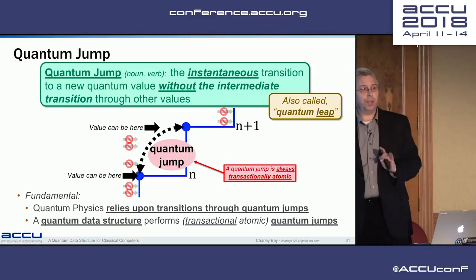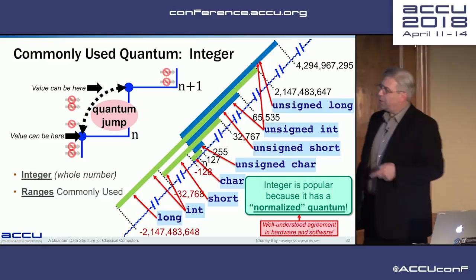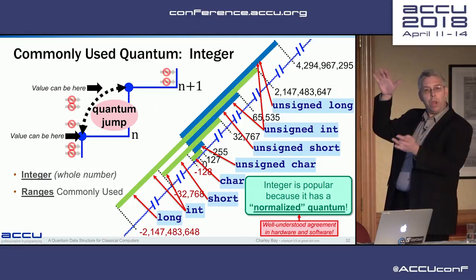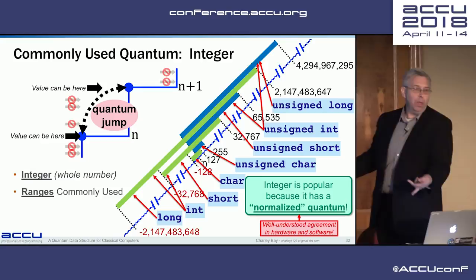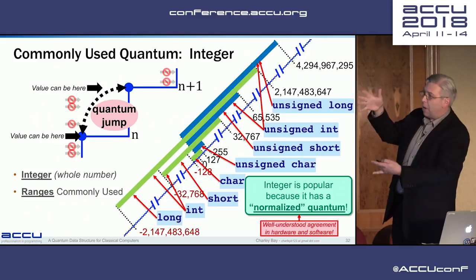Commonly used. Well, integers are cool because we've normalized the quantum. So when you select a data type, long, int, short, signed, unsigned, you're essentially establishing ranges of values that are legal. We might put additional constraints on that. Day of month only has 1 to 31, maybe with a trap value of 0. And these ranges we select, we further restrict based on the type information, and now we have a new object, a new data type. But they're still sitting on discrete values transitioning through quantum jumps.